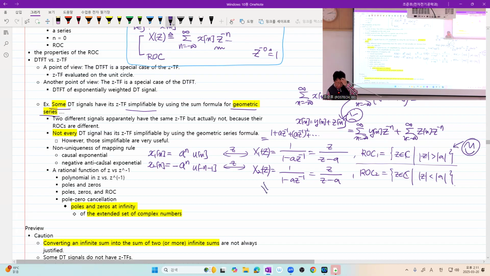And here, if you rewrite capital X sub 2 of z, you have negative a negative 1 z plus a negative 2 z squared dot dot dot. And as you see, there is no z to the negative 1, so z equals 0 is allowed. So no problem to have this one.